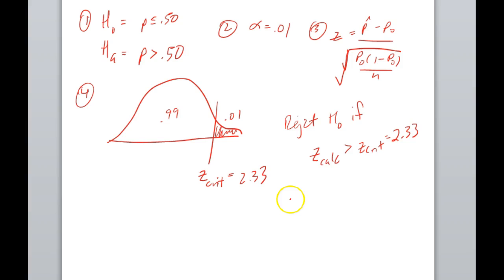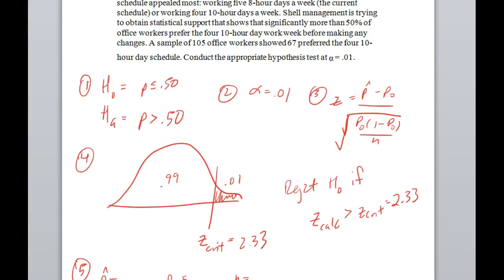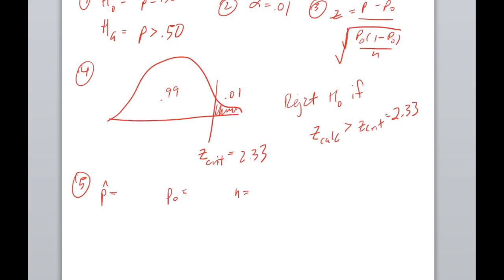Okay, so number 5 is we collect our data and we calculate our test statistic. What data do we need? We look at our test statistic to figure out what data we need. We need a p hat, we need p naught, and we need n. How big is the sample? 105. So that's our n.